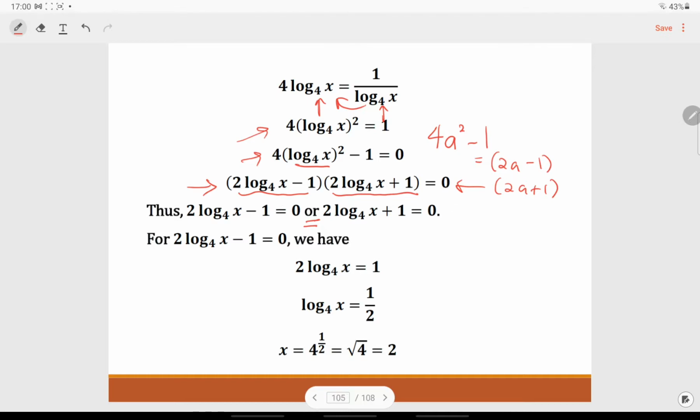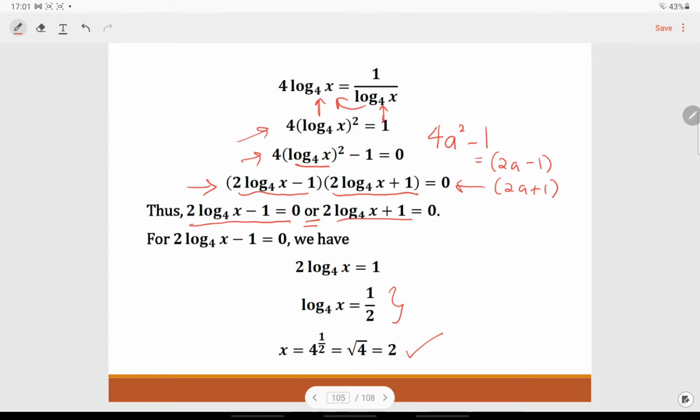So we solve one by one. We start with the first one: 2 log x base 4 minus 1 equal to 0. We solve for x. We take 1 to the other side, and then for the 2, we have a half here. So log x base 4 equals half. We change from logarithmic form to index form. So this is the index form: 4 to the power of a half is equal to x, which is 2. Okay, so we finish with the first one.